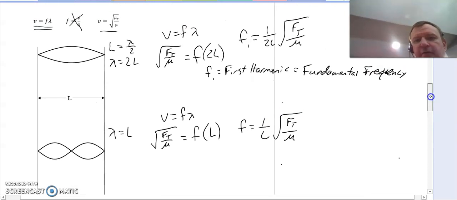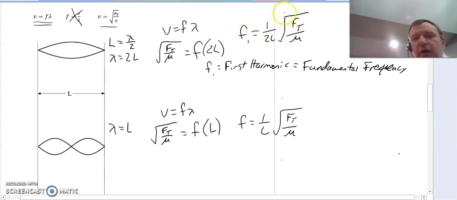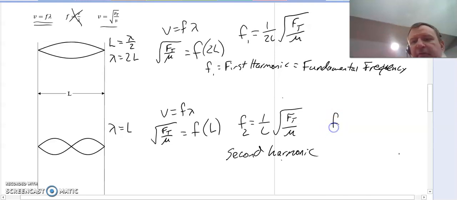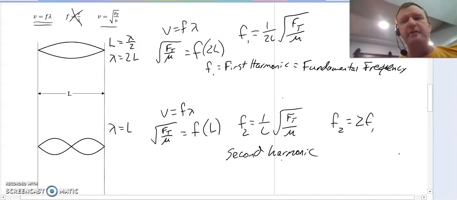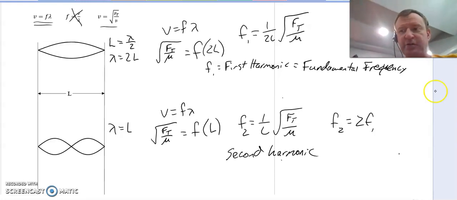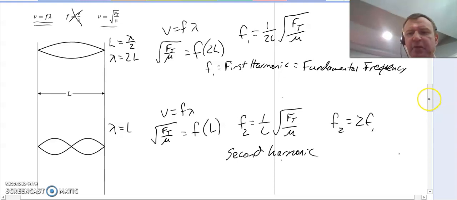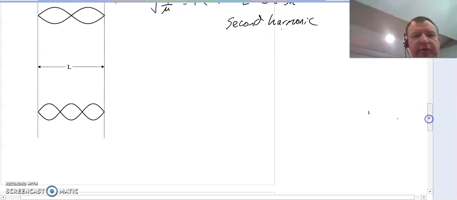So let's compare that to the first harmonic. Here we have 1 over 2L square root of tension over mu. Here we have 1 over L square root of tension over mu. So what do we have to multiply this one by to get to this one? That's right, 2. So I'm going to call this f2. This is the second harmonic. And f2 is just 2 times f1. It's that easy. And again, you saw that in the videos as well. This is the math showing why that is. So now we think we might see a pattern. Let's do one more just to make sure.